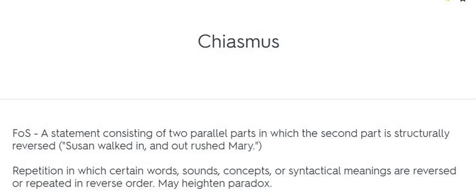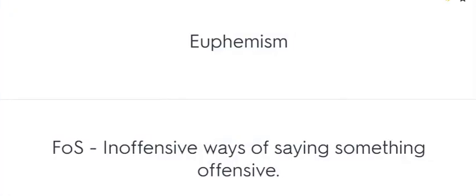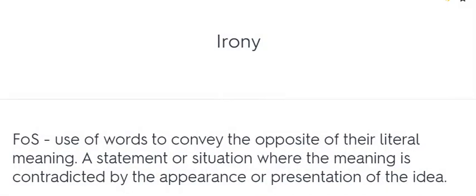FOS, a statement consisting of two parallel parts in which the second part is structurally reversed repetition in which certain words, sounds, concepts, or syntactical meanings are reversed or repeated in reverse order, may heighten paradox. Euphemism. FOS, inoffensive ways of saying something offensive. Irony. FOS, use of words to convey the opposite of their literal meaning, a statement or situation where the meaning is contradicted by the appearance or presentation of the idea.